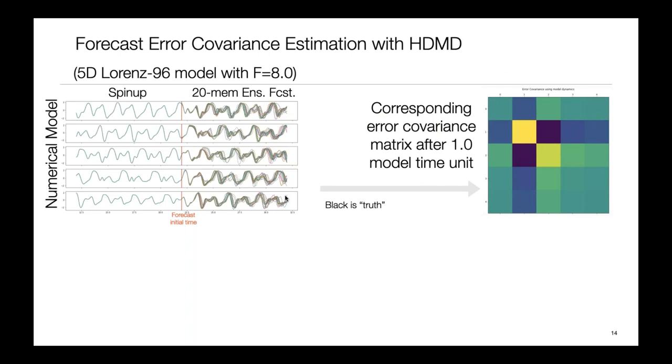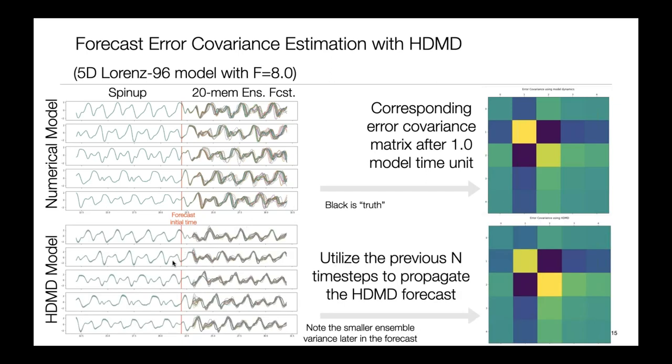So we can also look at how this performs in terms of generating error covariance structure. Here again is the numerical model using identical perturbations that the next example will show. And by transferring to the HDMD method, we do get not quite as good agreement, but similar structure as the numerical model, not quite as good as compared to the reservoir computing. But interestingly, at longer time scales where the reservoir computing produced much wilder oscillations and large ensemble spread, the HDMD has a very tight ensemble spread around the true state going forward for many, many time steps.